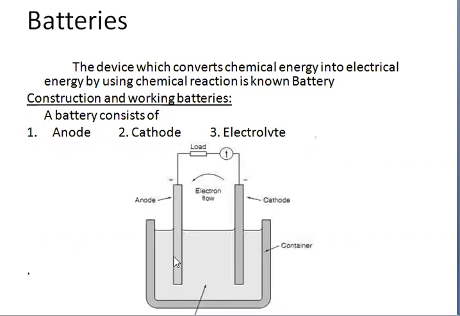And coming to the first one, that is anode, it is also known as the negative electrode. The electrode that oxidizes and releases electrons during the electrochemical reaction is known as the anode. The commonly used materials for the anode are zinc and aluminum. And coming to the cathode, it is also known as the positive electrode, and the electrode that receives or acquires electrons during the electrochemical reaction is known as the cathode. The commonly used materials for the cathode are metallic oxides.